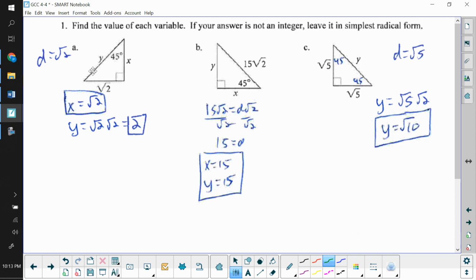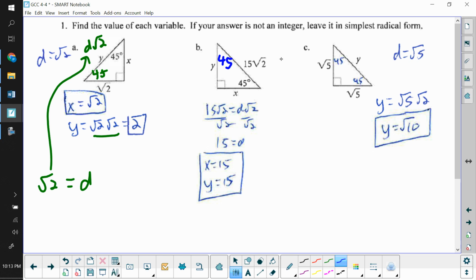So, letter A, we want to recognize we have a 45, 45, 90 triangle. So take the side that they give us, square root of 2, set it equal to what should be there in terms of D. For us, that's just D. So now that we know D is square root of 2, X just has to be square root of 2. And Y should be D times square root of 2. So when you fill that D in there, it just gives you square root of 2 times square root of 2, which is 2.